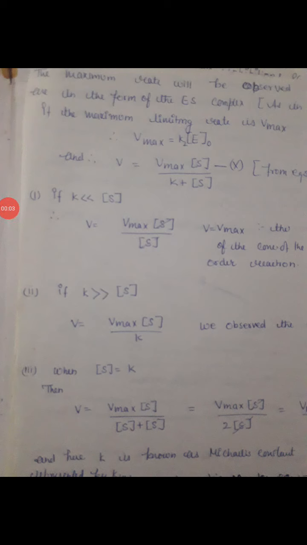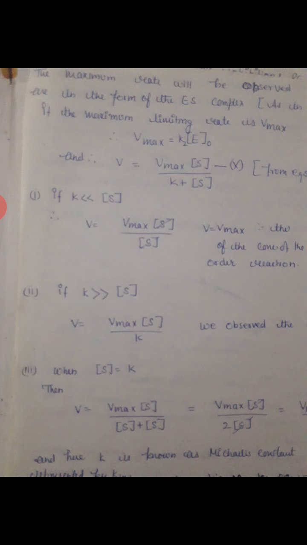Welcome students. We started our discussion on enzyme kinetics. We will continue our discussion on the Michaelis-Menten equation. As we know from the final expression, V is equal to Vmax times the concentration of the substrate divided by Km plus the concentration of substrate.